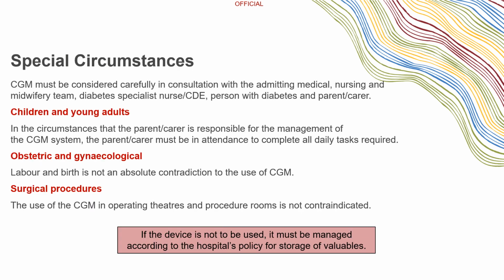In children and young adults who are dependent on their parent or carer in the management of CGM, the parent or carer must be in attendance at all times to assist with the daily CGM tasks required. In obstetrics and gynecology, labour and birth is not an absolute contraindication in the use of CGM. And in surgery and fasting procedures, CGM is not contraindicated in operating theatres or procedure rooms. If the above conditions cannot be met and the CGM system needs to be discontinued, then the device must be managed according to the hospital policies for storage of valuables.